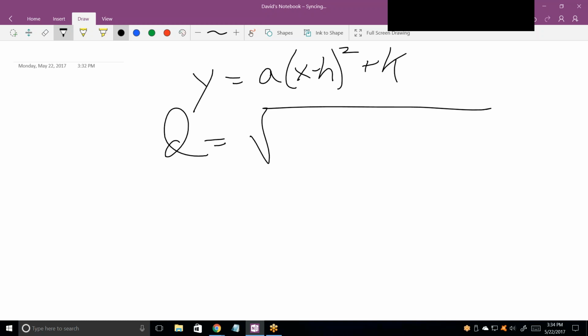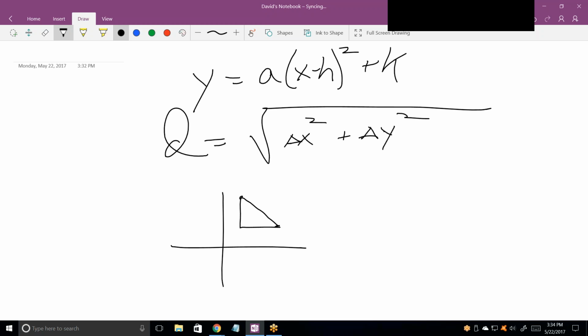Remember that the distance formula is basically the same as the hypotenuse of a right triangle. If you think about it, if I have a point there and a point there, it is the hypotenuse of that right triangle. So it's delta x squared plus delta y squared. And what does delta x mean? x1 minus x2. And what does delta y mean? y1 minus y2.